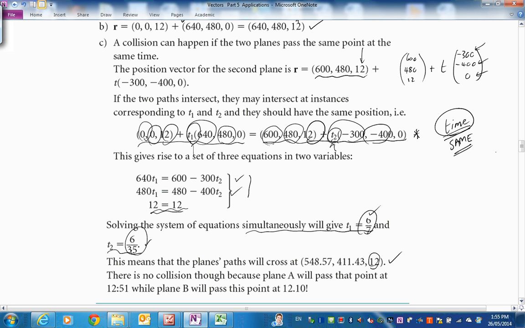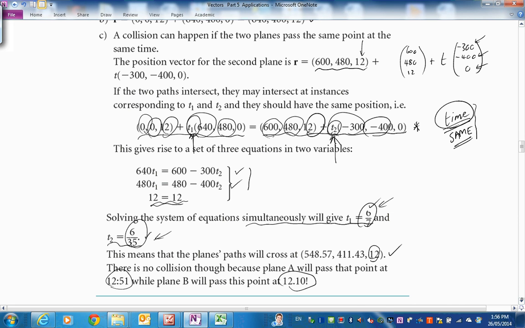They're both coming at that altitude, but it's at different times. 6/7 of an hour after midday and 6/35. If you work that out, it's 12:51 and 12:10. About a half an hour difference. Did you get the idea? So T is common, T means time, but we're looking to see at what different times the position vectors, the x's and y's at that point, are the same.